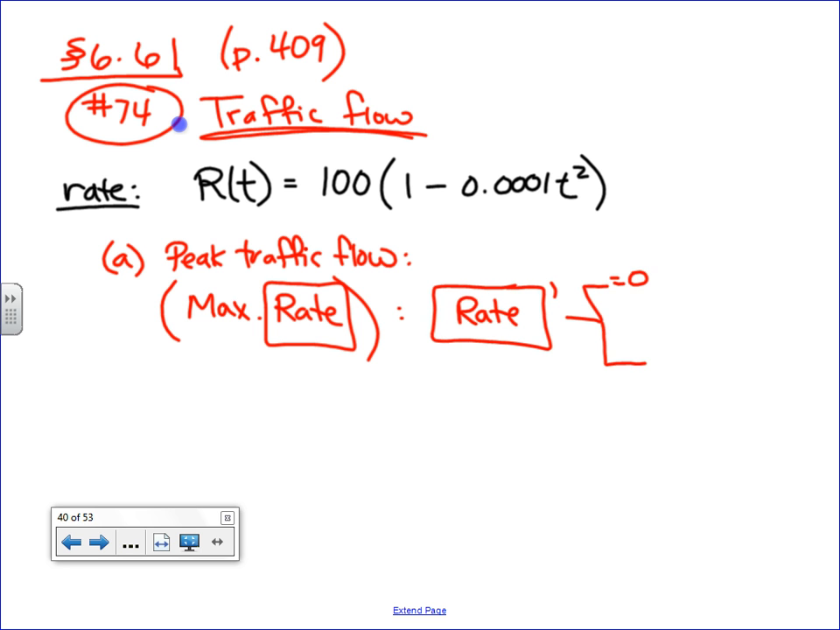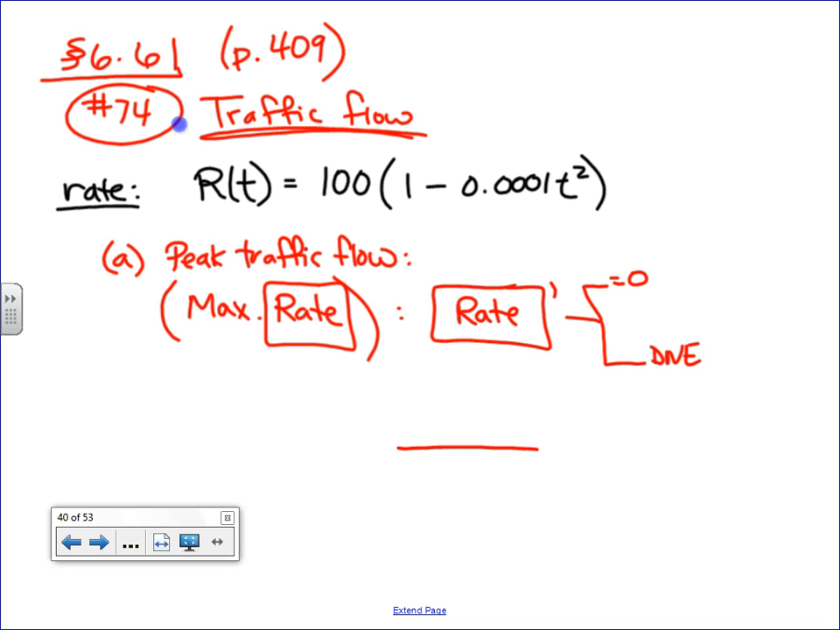I'm going to find the prime of the rate. Even I got mixed up on this one. I do it every year, I think. Rate prime. I want to find the maximum flow, the maximum rate. Therefore, rate prime equals 0 (DNE).